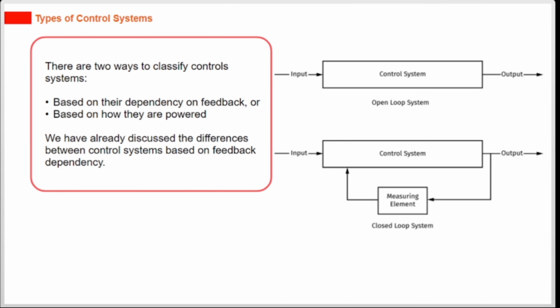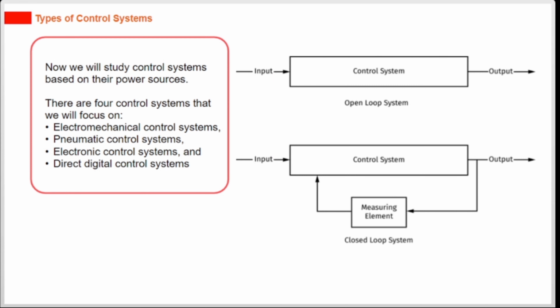There are two ways to classify control systems, based on their dependency on feedback, or based on how they are powered. We have already discussed the differences between control systems based on feedback dependency. Now we will study control systems based on their power sources. There are 4 control systems that we will focus on. Electromechanical control systems, pneumatic control systems, electronic control systems, and direct digital control systems.